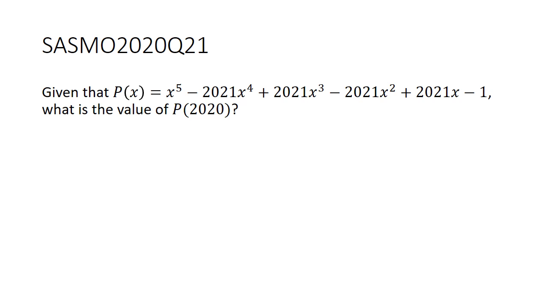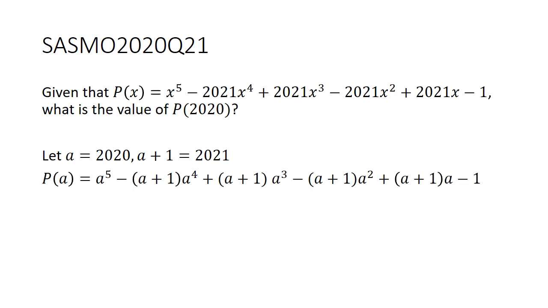Now these numbers are pretty big, so we're going to make some substitution. We're going to let a equal 2020, therefore a plus 1 is equal to 2021. So p(a), which is what we want to find, is equal to a to the power of 5 minus (a + 1) times a to the power of 4, plus so on and so forth. We can expand these terms easily.